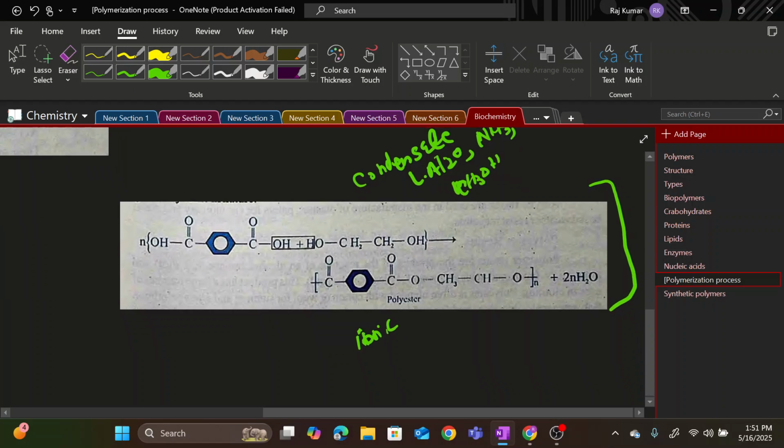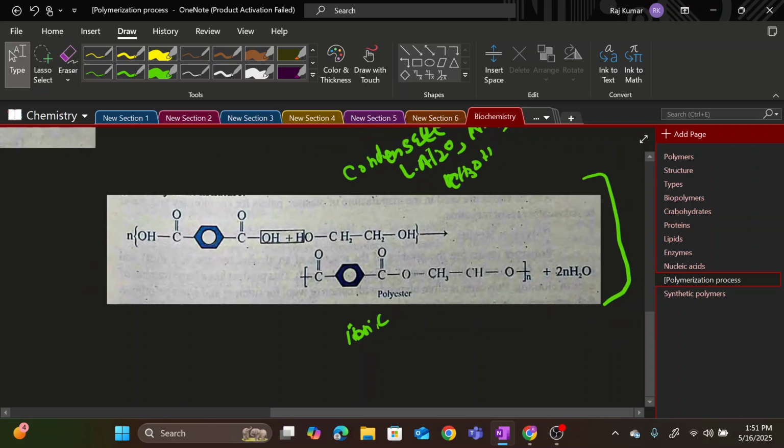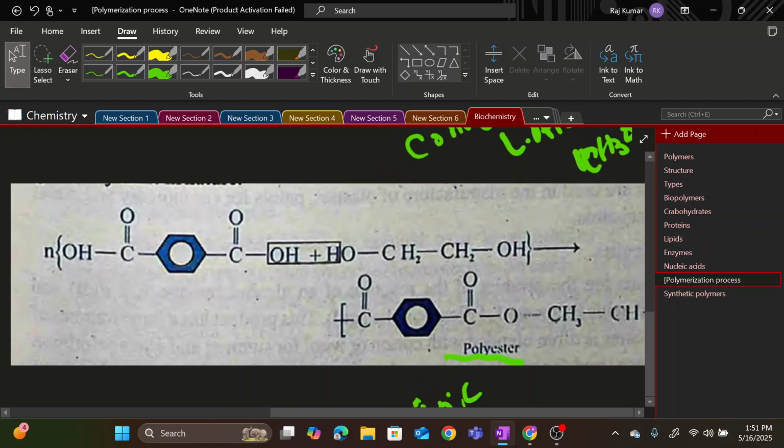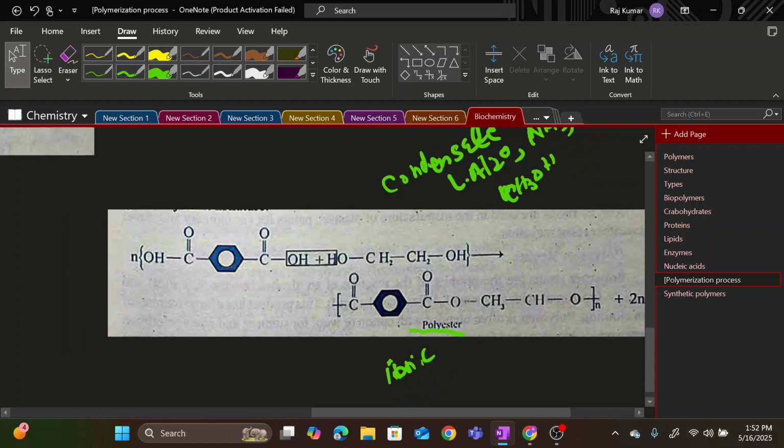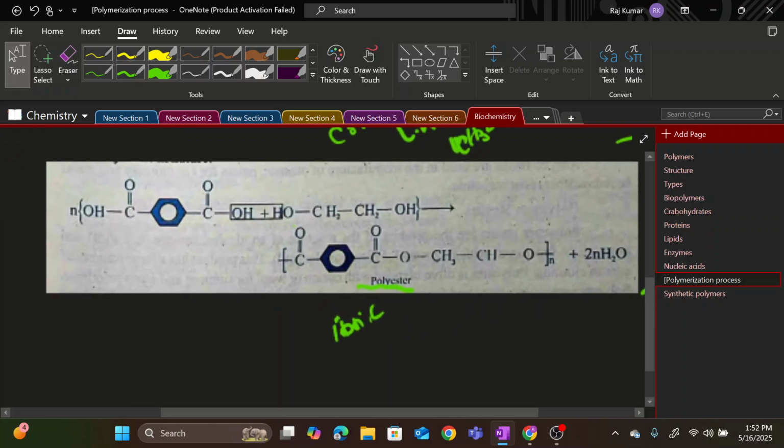If you look into this structure, this is basically the mechanism for polyester formation. What I do is take a dicarboxylic acid, which reacts with a dihydric alcohol, due to which it forms a polyester. That is done through this mechanism.